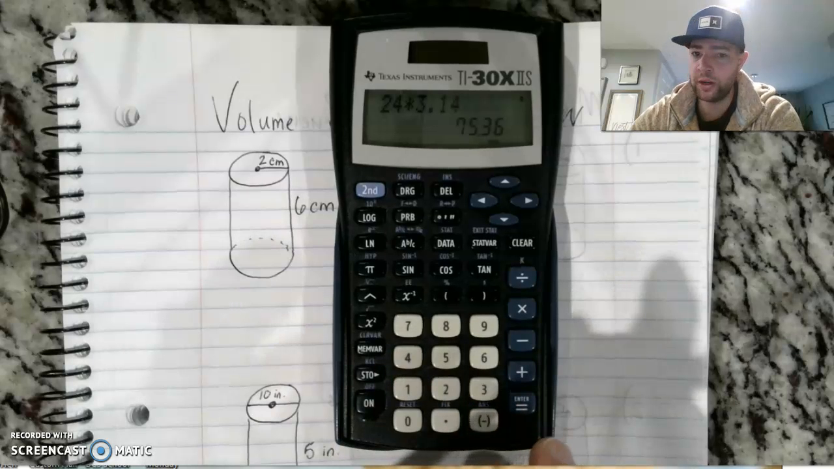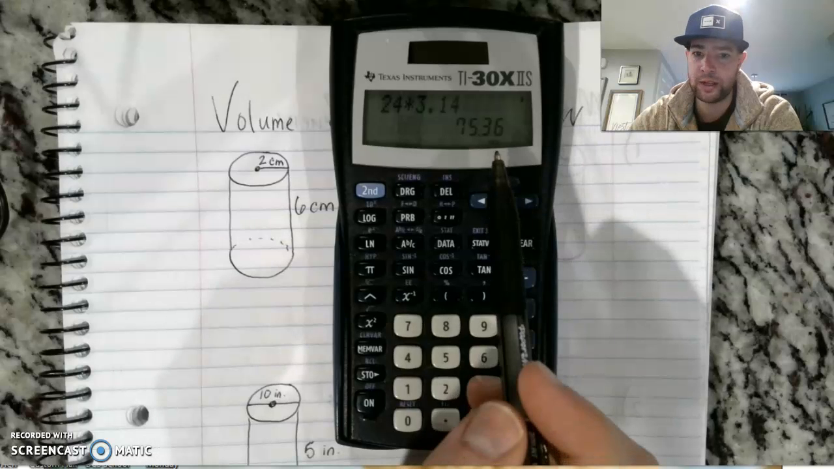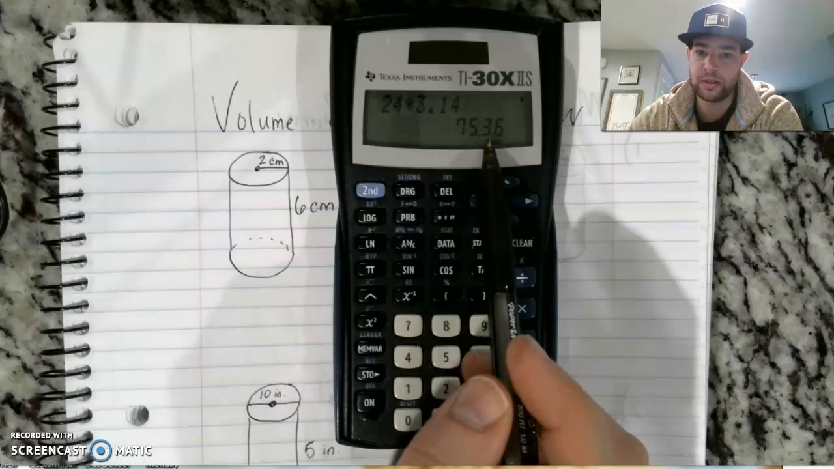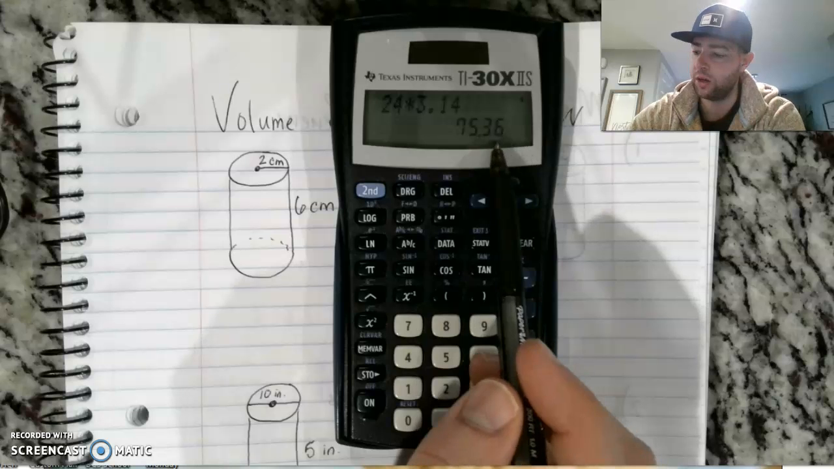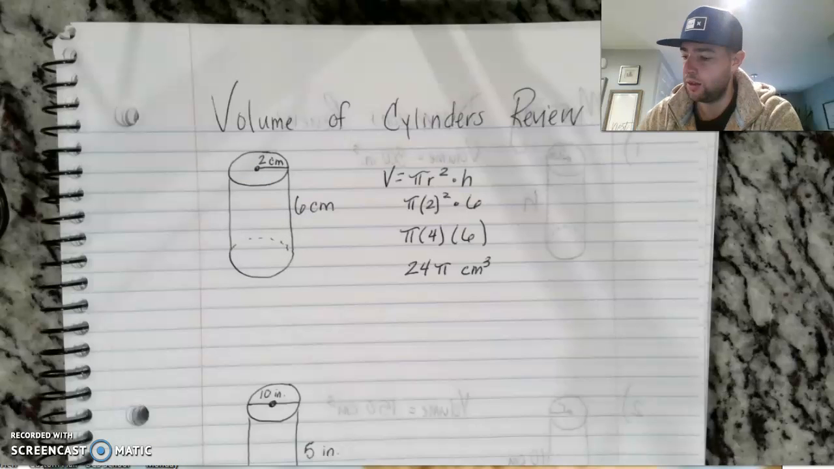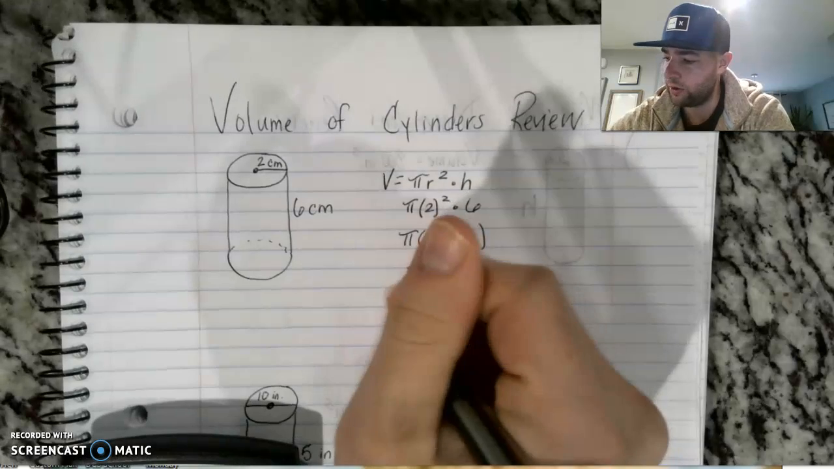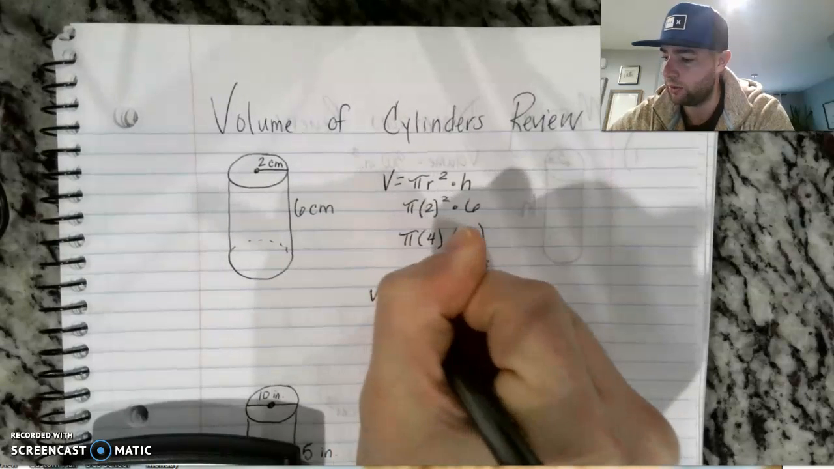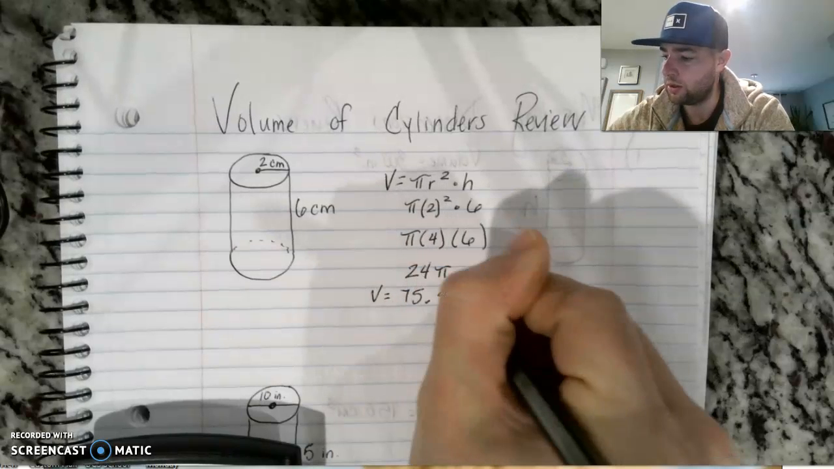And then what we're going to do is round to the nearest tenth. So looking at what I have here, it says 75.36, so I'm going to round that 3 up, because the 6 is telling the 3 to round up to 4. So rounding to the nearest tenth, my answer for my volume would be volume equals 75.4, and then it would be centimeters cubed.